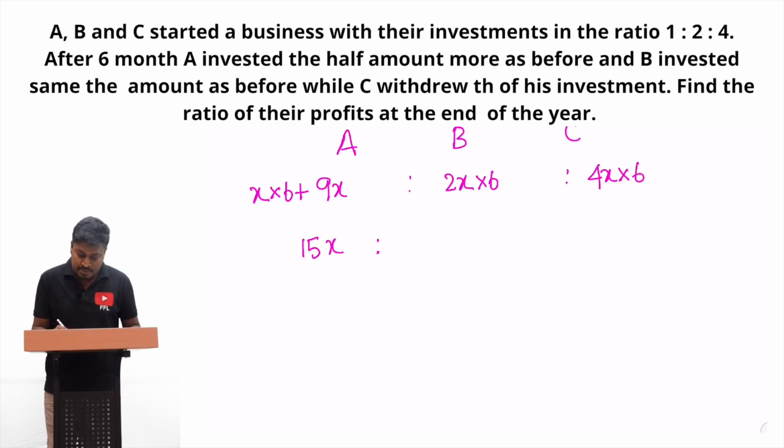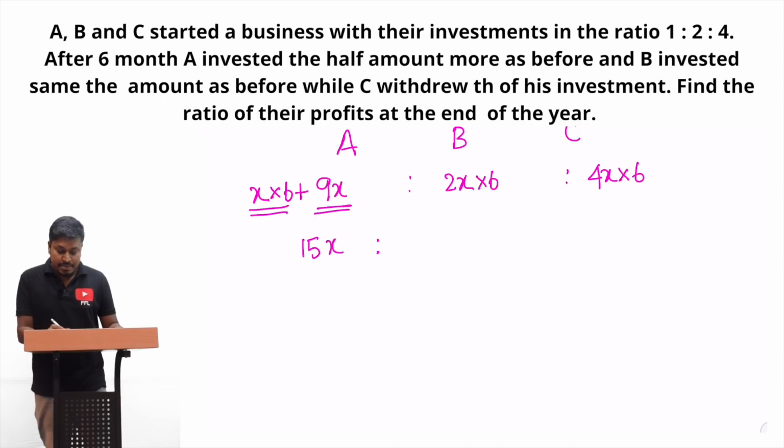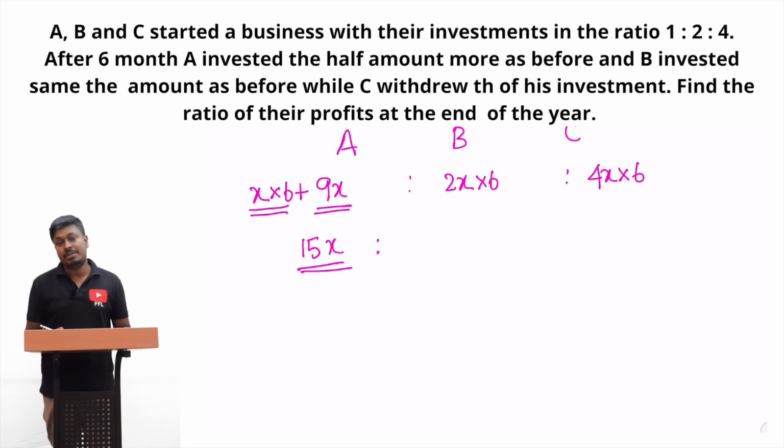Friends, understood how I wrote this 9x? Already he is investing for the first 6 months, which is 6x. Now for the next 6 months he is investing half more. Out of 6x, half will be 3x. So 6x plus 3x will be 9x. So the total investment of A for 1 year is 15x.